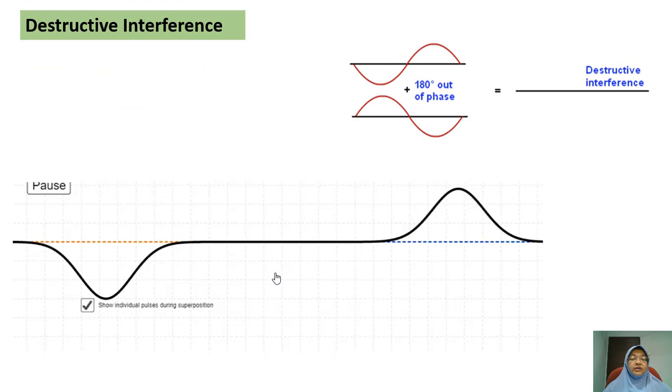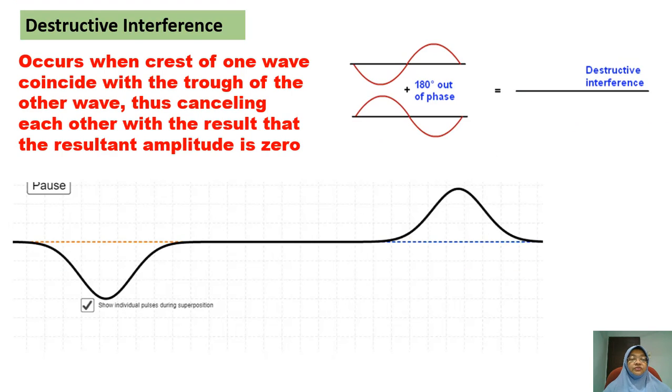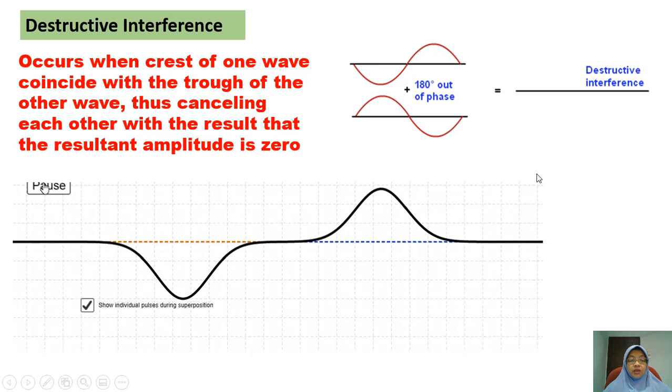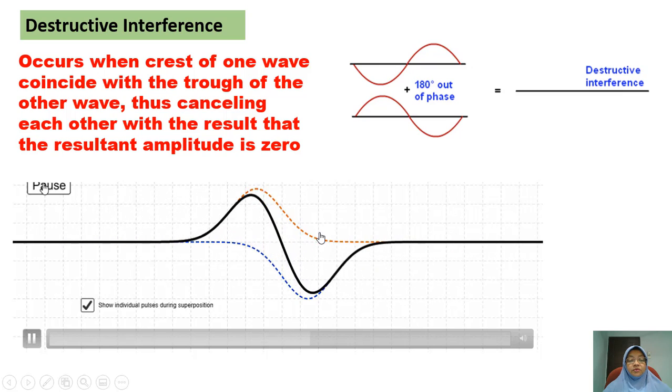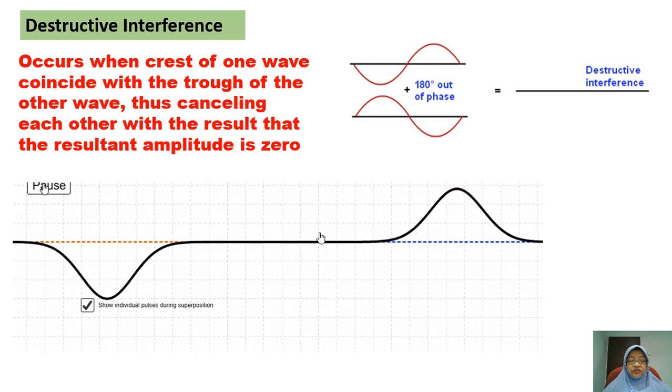Next we look at destructive interference. What is the meaning of destructive interference? It occurs when the crest of one wave coincides with the trough of the other wave, thus cancelling each other, with the result that the resultant amplitude is 0. It means that the crest and trough are out of phase and coincide, so we produce zero amplitude. You can look here from the video. So it will be zero amplitude. So this is destructive interference.